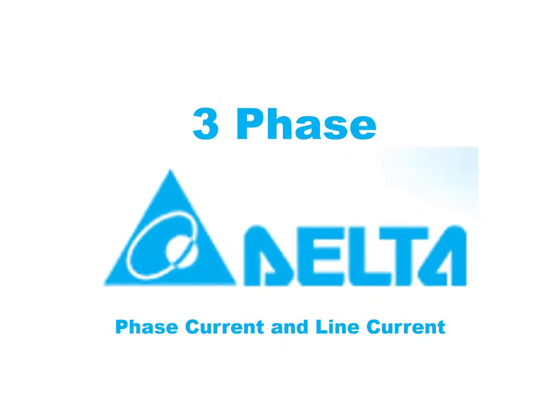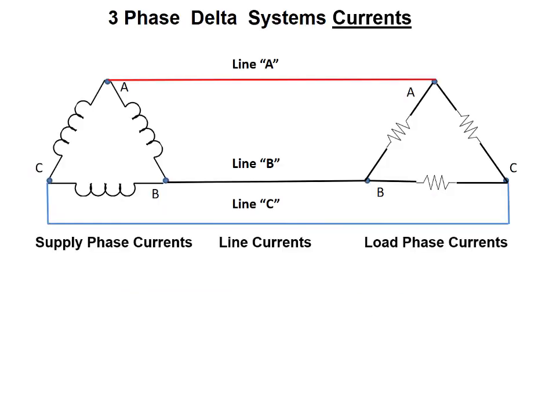Okay, in this video we are going to look at how currents work in a three-phase delta system. In a delta system, if I have a delta connected load supplied from a delta connected generator, that load will draw a certain current from the generator. The generator supplies the voltage to the load, and the load will draw current from the generator.